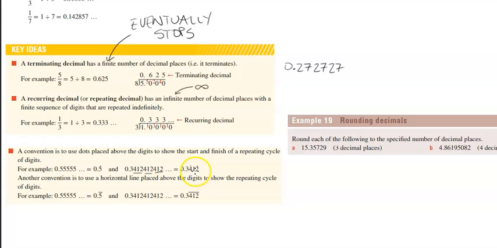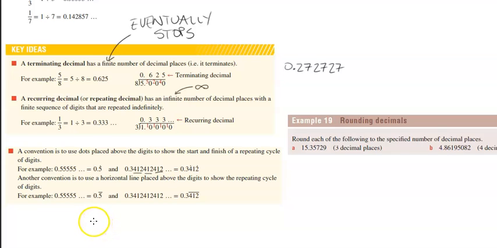So another way of indicating this is writing 0.3 and putting a dot above the numbers that start or end within that finite sequence. And so we know that 412 keeps going, so we put a dot above the 4 and a dot above the 2. So that is the same as this. It's just written in the shorthand notation.